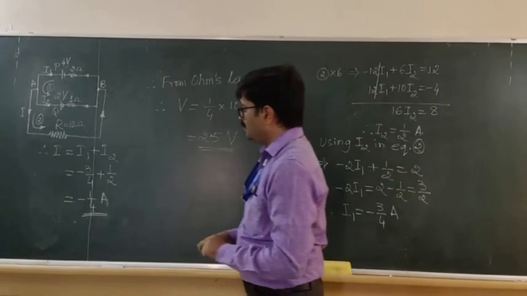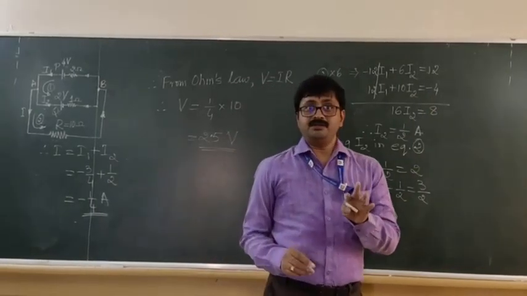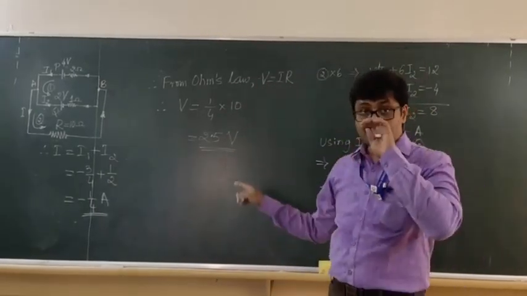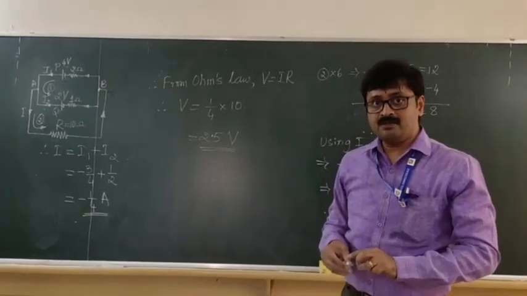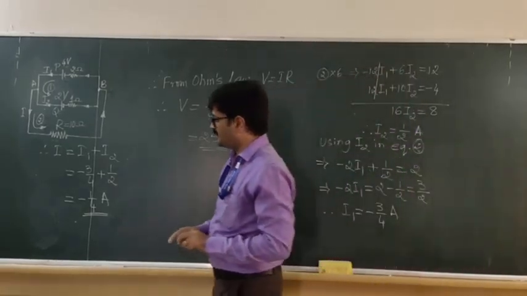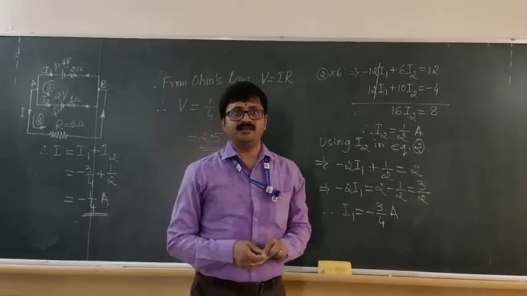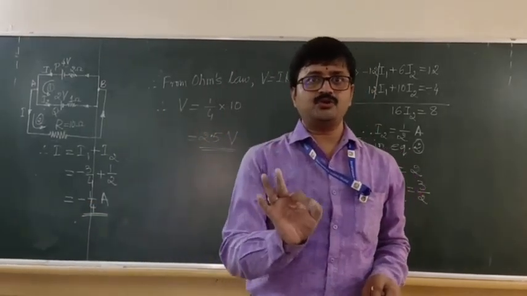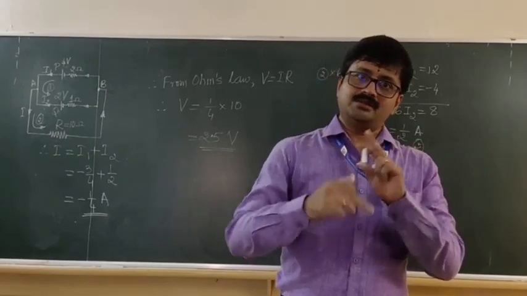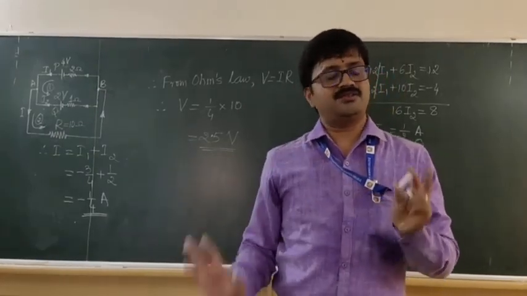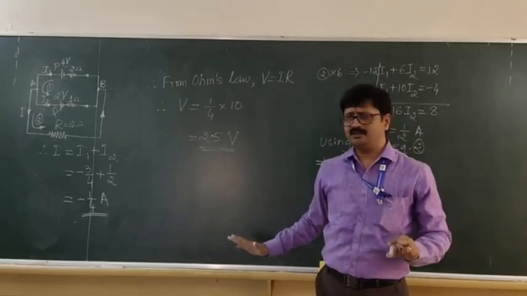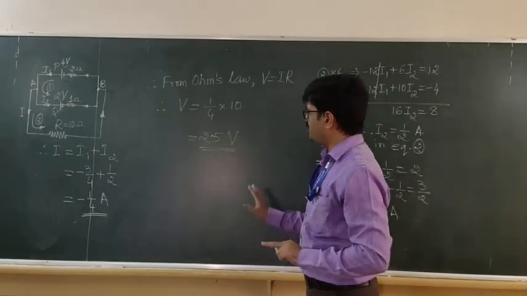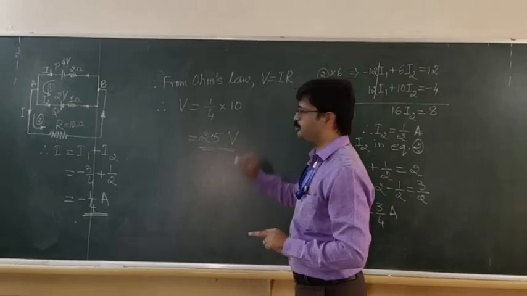Fine. So remember how to apply all these conditions and sign conventions. Please don't forget them. And if you get a negative sign, then it is an indication that the direction that you have chosen should be the reverse direction. That's all. But the magnitude value remains the same, so you need not be worried about that. So here we have obtained the required answer as 2.5 volt.